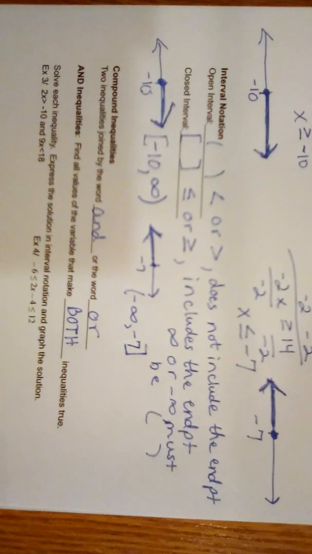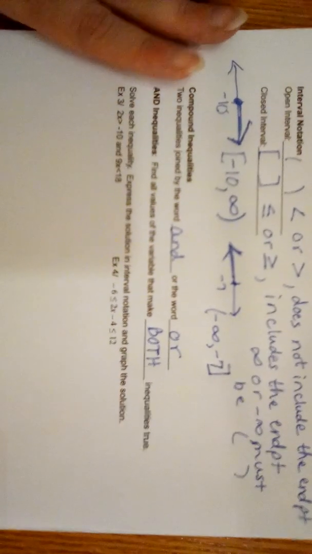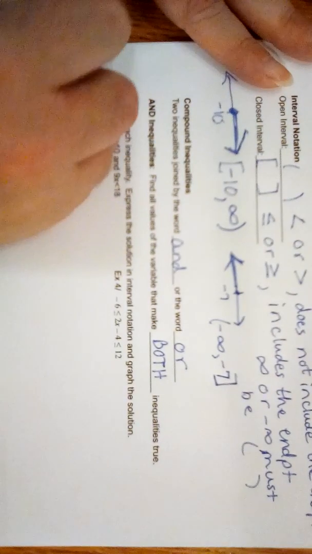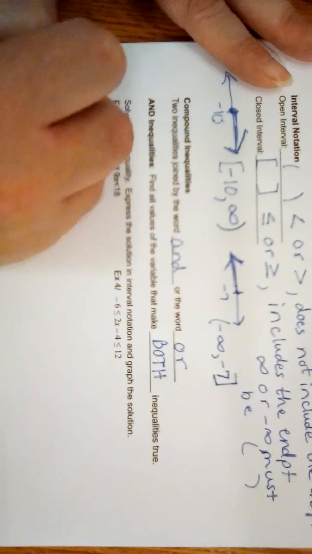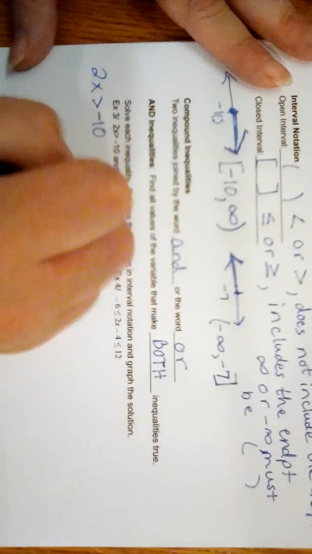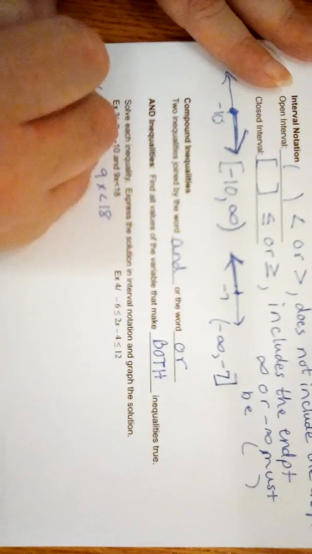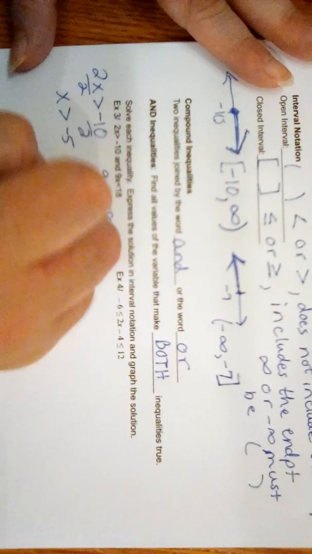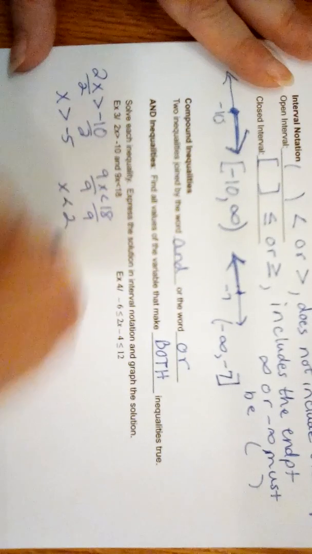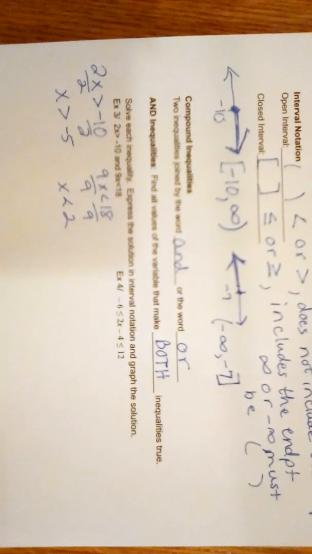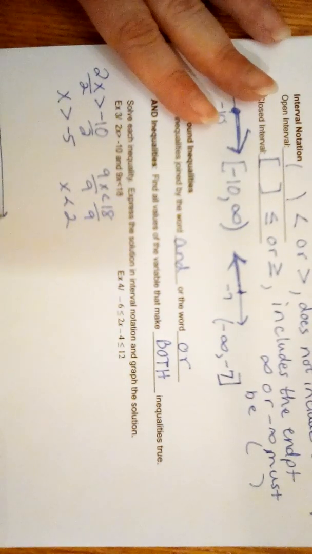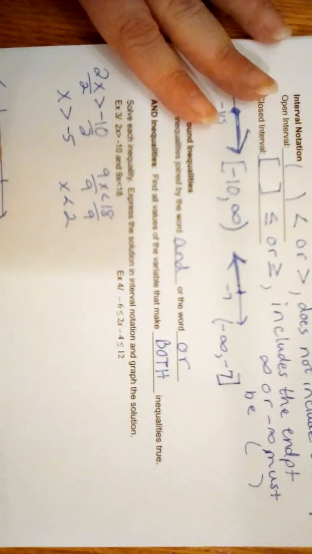Okay, for example 3, it's just written with 2 pieces and the word and. So we're going to solve each little inequality separately. Okay, so we're going to divide by 2, divide by 2. This one we're going to divide by 9. Okay, and it says express the answer in interval notation and graph the solution. So you might want to graph first. I don't know. You've got a -5 and you've got a 2.